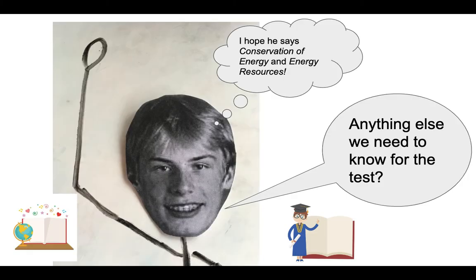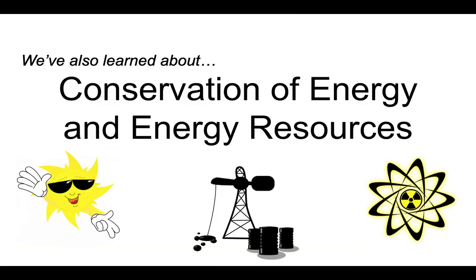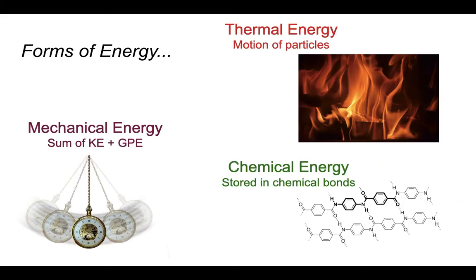Max, got a question. Anything else we need for the test? Well, let's take a look. We also learned this unit about the conservation of energy and some energy resources. We learned about some different forms of energy. We had thermal energy, kind of the motion that particles have at the atomic level. We learned about mechanical energy, machines and objects as they move, that relationship between kinetic and potential energy.